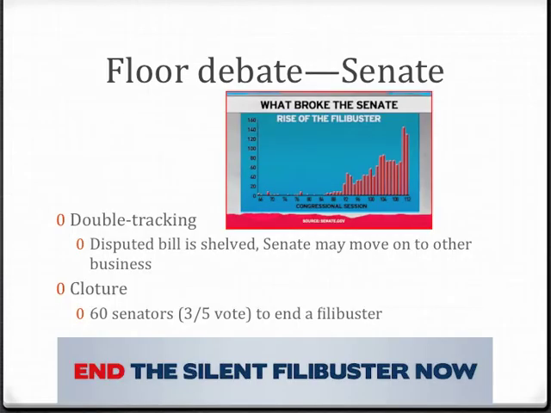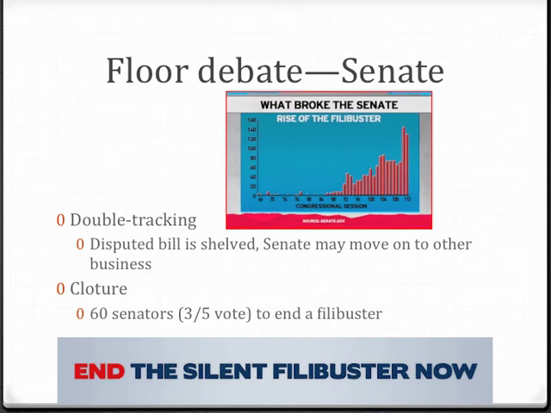These days, though, we have a silent filibuster, which is caused by something called double tracking. So in the past, if you wanted to filibuster as a senator, you had to actually get up there and speak. You weren't allowed to sit down. You weren't allowed to get water. You weren't allowed to go to the bathroom. You weren't allowed to eat anything. You had to just do that as long as you could. And then when you stopped, you were done.